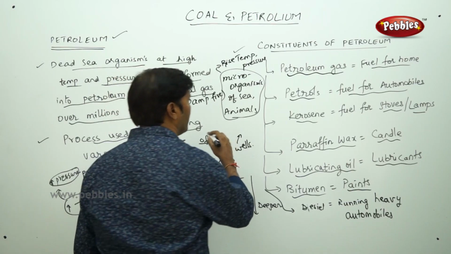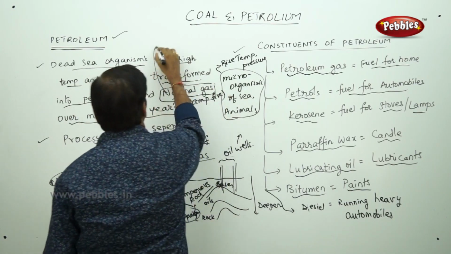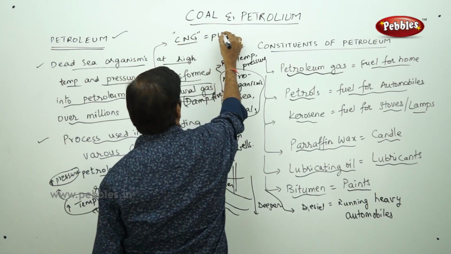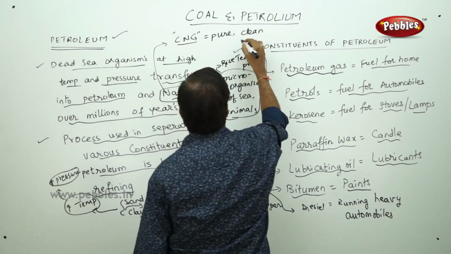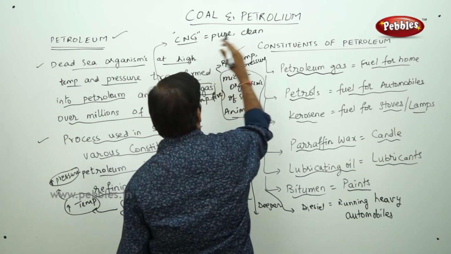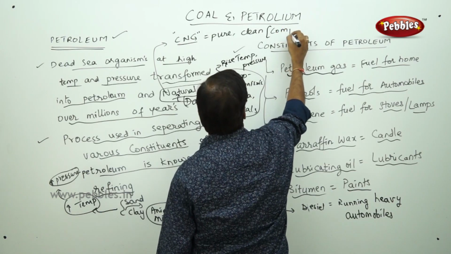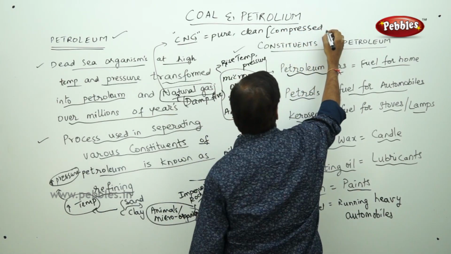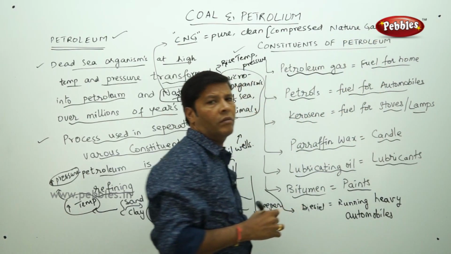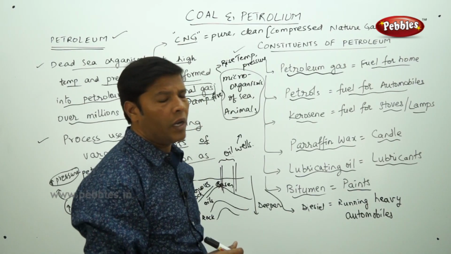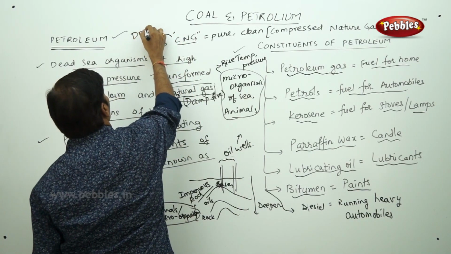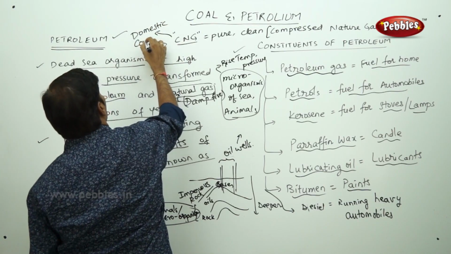And if you go for natural gas, nowadays natural gas is obtained in the form of CNG. The CNG is pure, clean, and free from any smoke. So therefore it is easy to handle also. That's why this natural gas is now transported in the compressed form. It is called compressed natural gas. Compressed natural gas mainly contains methane, and apart from that other hydrocarbons like butane and propane are also present, so it can be used for domestic cooking.